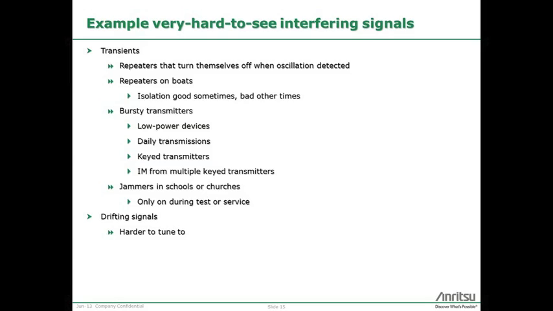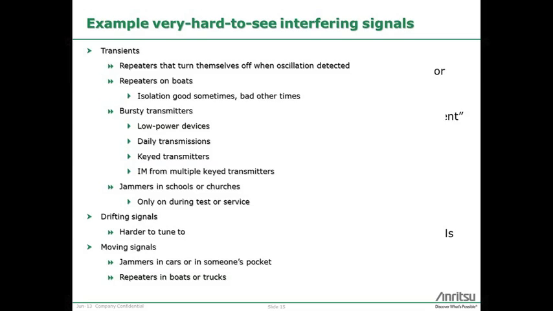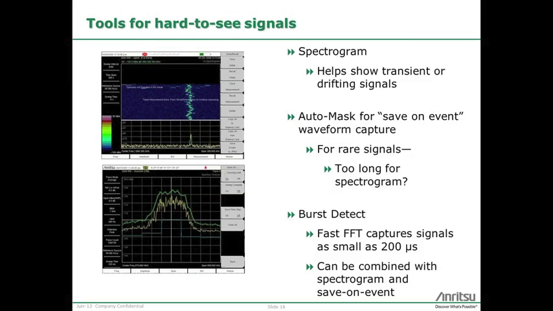Drifting signals, those aren't quite as bad, but there can be a bit of a pain to tune to, and you have to kind of keep track of where they are as you're looking for them. Or signals that are physically moving, like a jammer in a car or in someone's pocket. Those can be a real pain, because as you're looking for them, suddenly they're in a different place. Or they're cell phone boosters or repeaters in boats or trucks, things that are moving all the time. Those, again, can be particularly difficult.